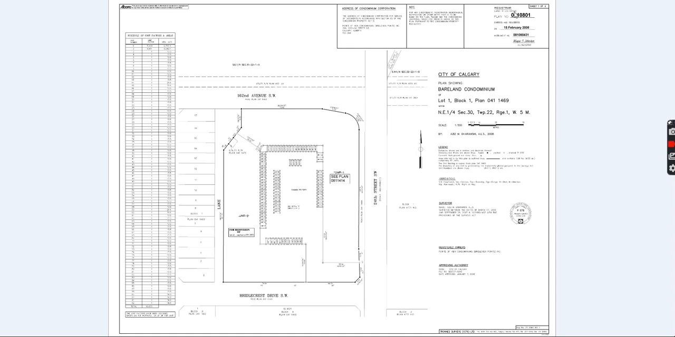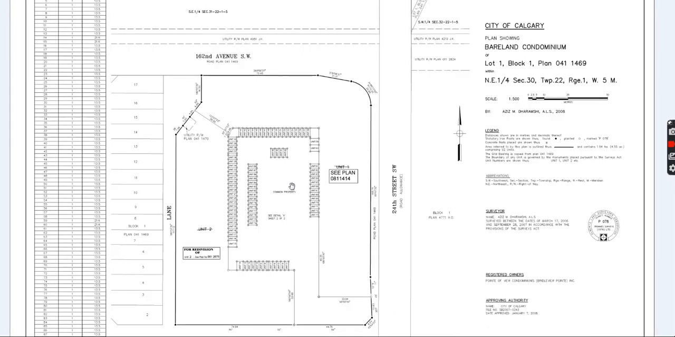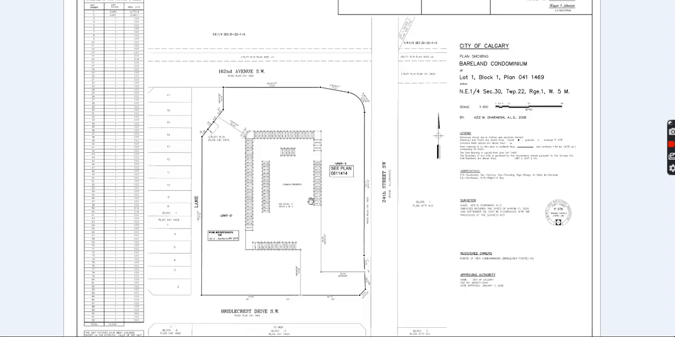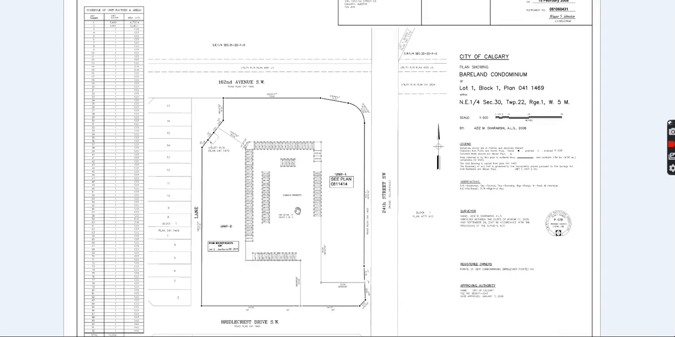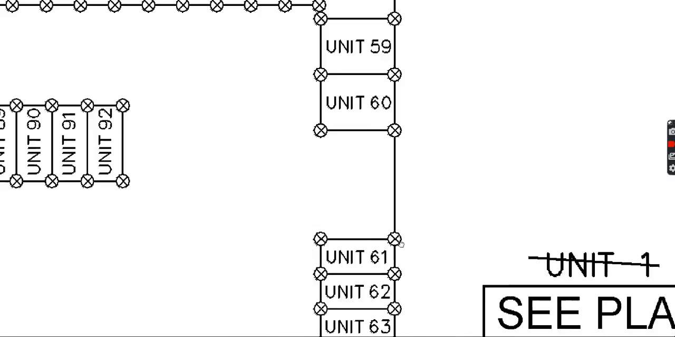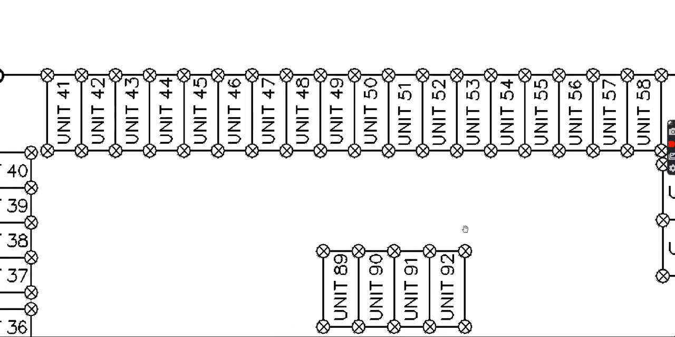This was done in 2008, so it was registered. We can tell that by looking at the title. And then we have our condo area. In this condo area, we have the boundary of the condo area, and then we have the actual units. So instead of having lots, they actually do units.